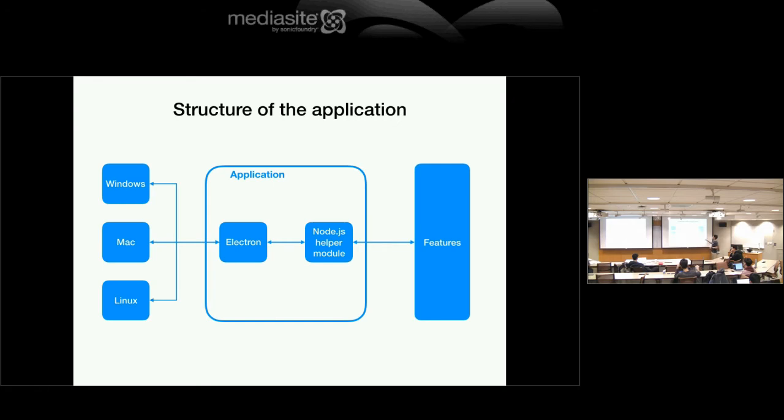Next, let's take a look at the structure of the application. As you can see, the structure of the application is quite simple and straightforward. There are two major components that make up this application, the Electron Framework and the Node.js helper module. The Electron Framework here is responsible for talking to different operating systems like Windows, Mac, or Linux, and it gives developers the ability to use native features like notifications or menus.